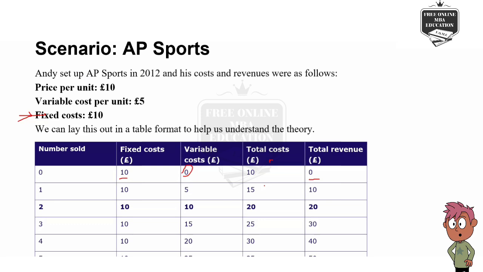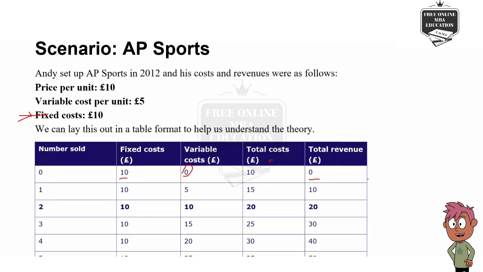And the price per unit is 10. So he is selling it at 10. So his total revenue is 10. His total cost is 15. Again, till here, he is not earning any profit. In the first scenario, he's making a loss of 10 euros. In the second scenario, he's making a loss of 5 euros.